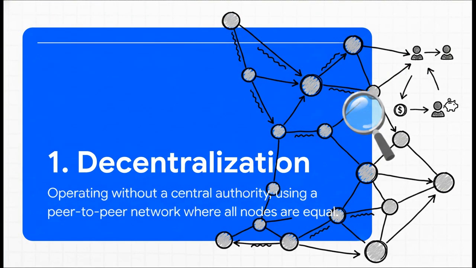Property number 1, and you could argue it's the most important one, decentralization. Put simply, it just means there's no boss, no central server, no single company in control. It's a peer-to-peer network where all the computers, the nodes, communicate as equals. A perfect example? Sending crypto to a friend halfway across the world without ever needing a bank to say, okay.